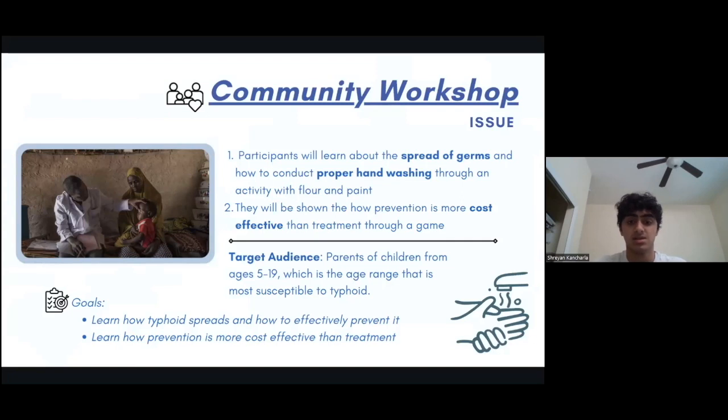Our target audience is parents of rural children from ages 5 to 19, which is the age range that is most susceptible to typhoid. The goals of our workshop are to learn how typhoid spreads and how to effectively prevent it. It's also for the participants to learn how prevention is more cost-effective than treatment.